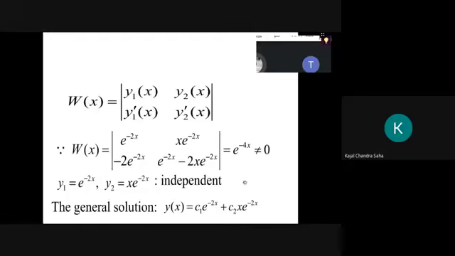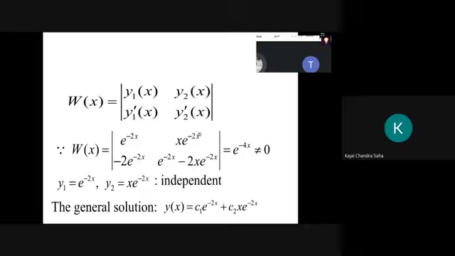So to check, we have to find the Wronskian. The Wronskian of two functions is defined as W(x) equal to the determinant of y1, y2, y1 prime, y2 prime, and here the Wronskian has e to the power minus 2x, x into e to the power minus 2x, and the derivative of y1, that means e to the power minus 2x, equal to minus 2 e to the power minus 2x.